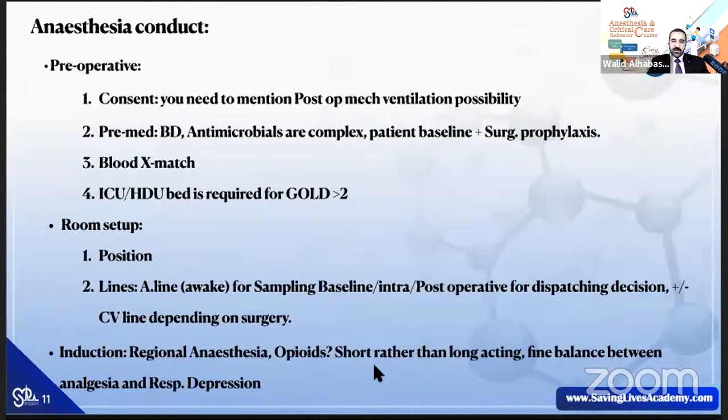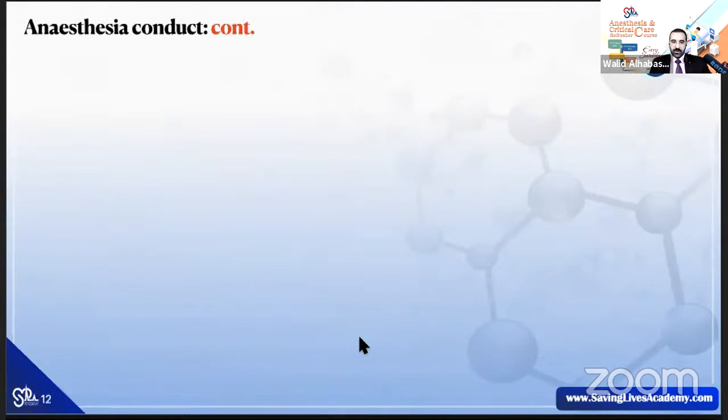Again, induction, regional anesthesia, opioids. I prefer, and it's always in the text, that you should prefer short-acting opioids rather than the long-acting opioids. There's a very fine balance between good analgesia and respiratory depression. You can use magnesium sulfate as an adjuvant. It will be very helpful in the bronchodilation and adjuvant analgesia. You can use ketamine as well, particularly if your patient is middle age group up to 65 years. You can use ketamine freely, so it will help as a bronchodilator, good analgesia. So multimodal analgesia with the lowest amount of long-acting opioids.